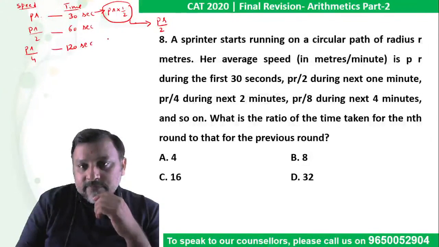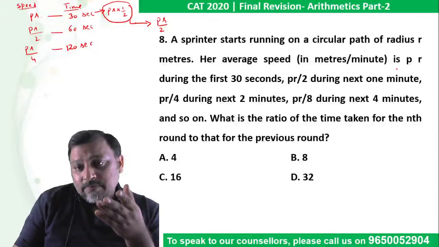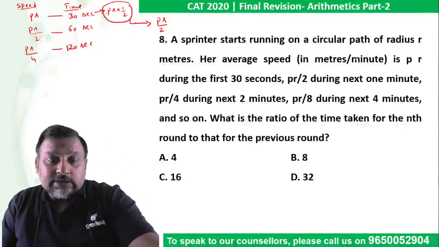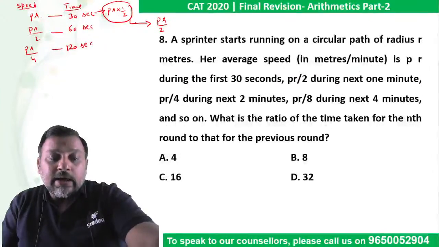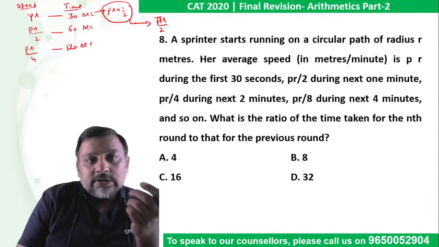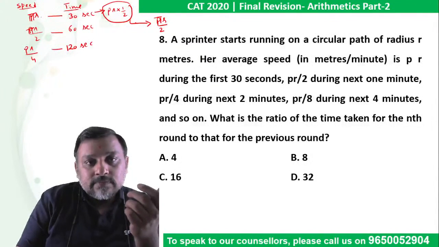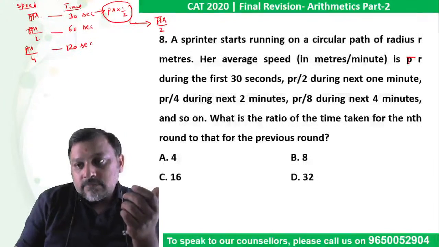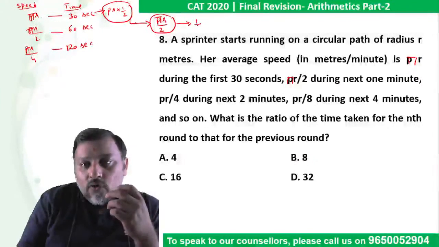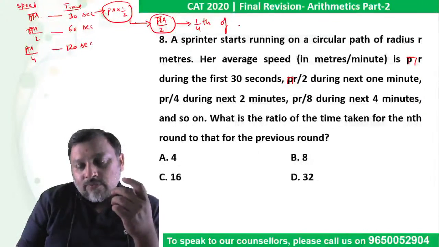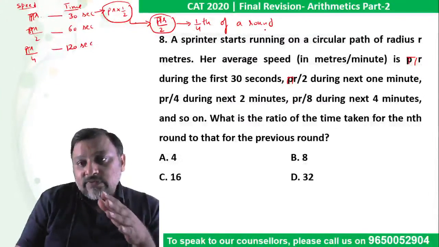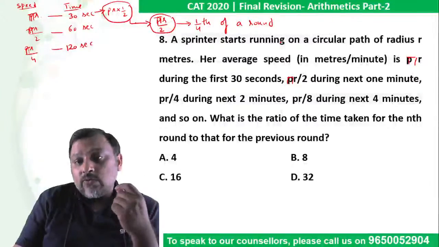Is this clear? Okay, it is in fact pi r, it is not PR, because with PR the answer would be cannot be determined. It is pi r, it is not PR. So it is this, which is nothing but 1/4 of a round, of one complete round. So can we say 4 such instances will make it one complete round?